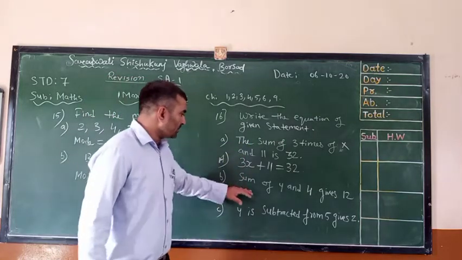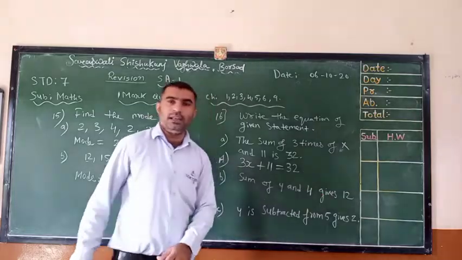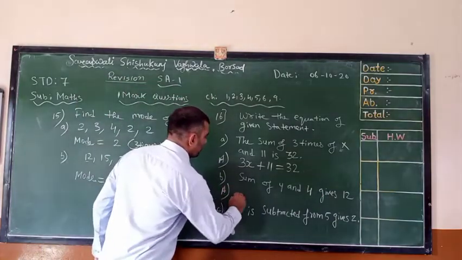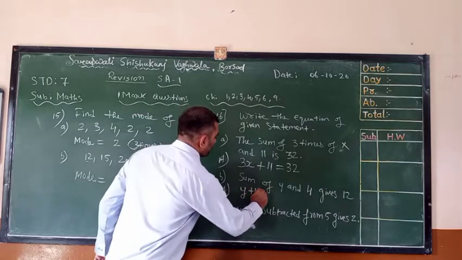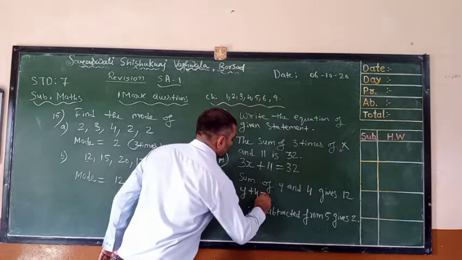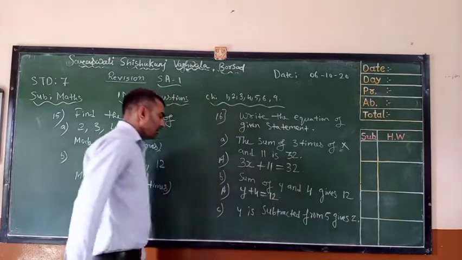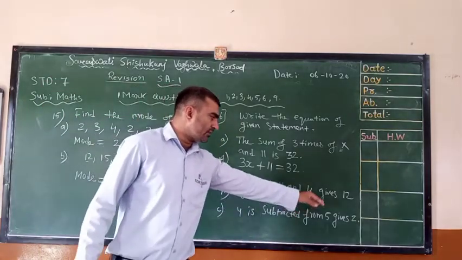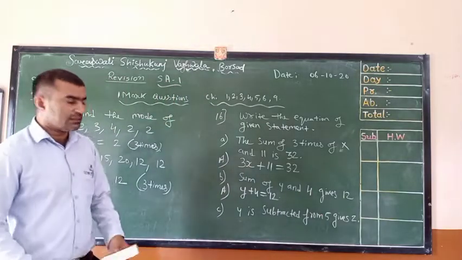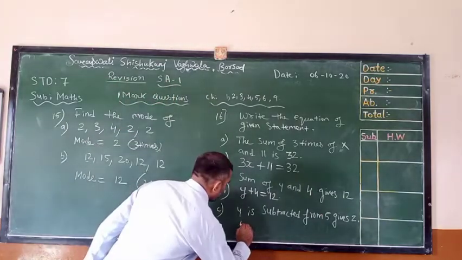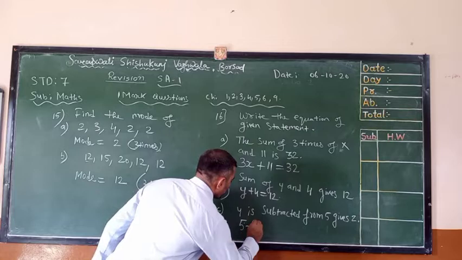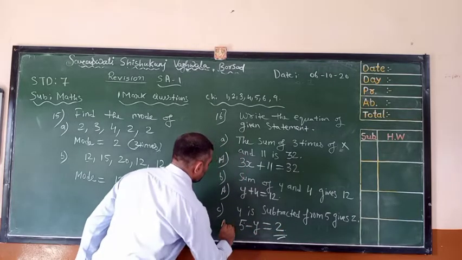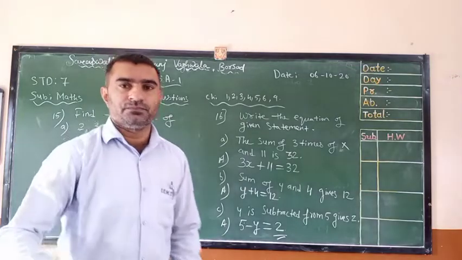Now the next question is: sum of y and 4 gives 12. That is y plus 4 gives 12. The next statement is: y is subtracted from 5 gives 2. Y is subtracted from 5 means 5 minus y gives 2. So this is the answer.